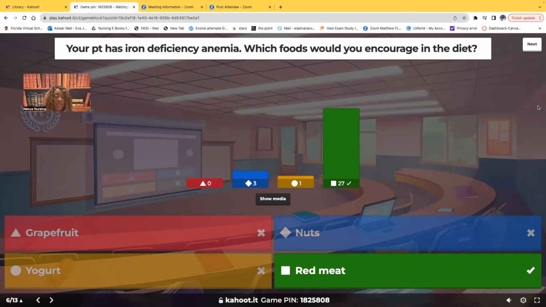Let's talk about the other choices. Grapefruit is high in vitamin C. Nuts are high in protein. Yogurt is high in calcium. But when we're talking about iron, we're actually talking about red meat. Red meat's very high in iron.